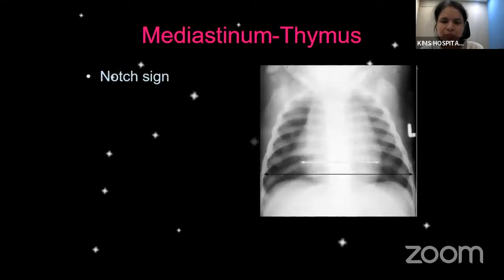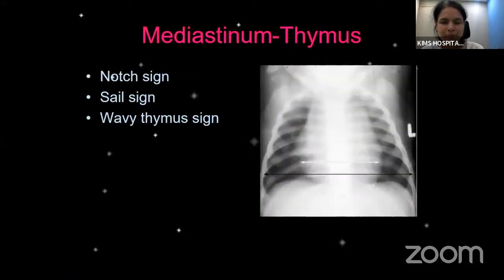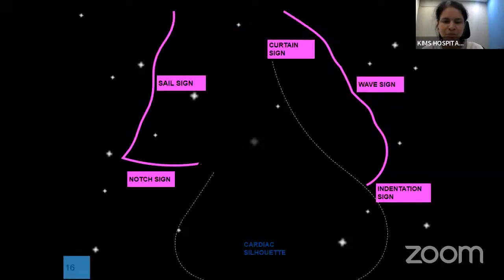When it comes to the mediastinum, one also comments on the appearance of the thymus. Now, the thymus is identifiable with some classical named signs such as the notch sign, the sail sign, and the wavy thymus sign. So we'll look at this illustration to identify some of these named signs better.